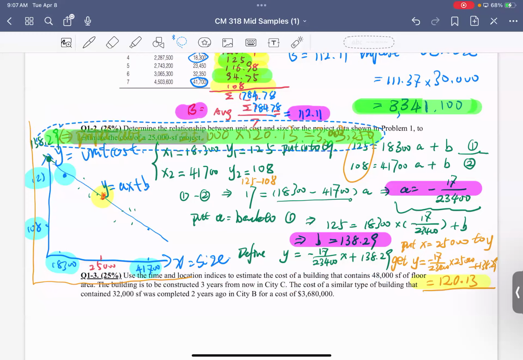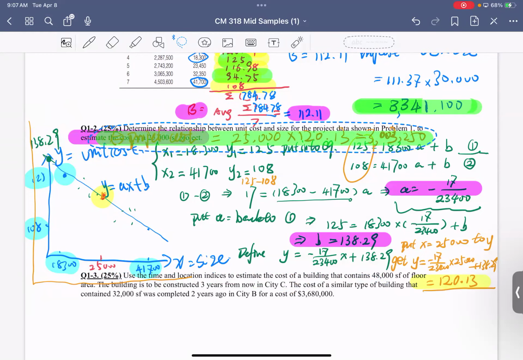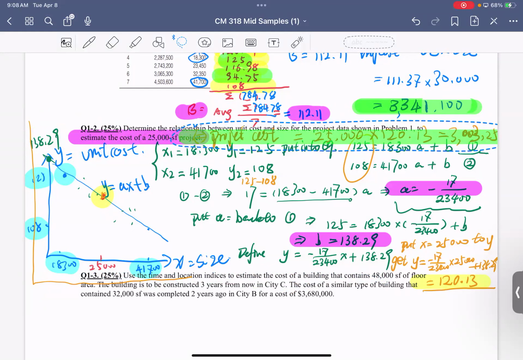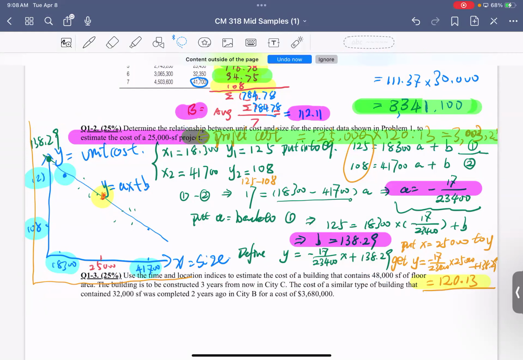I don't have space. I'll leave this one here. Okay. So this is assignment. This is question 2. Any question for this one? Go ahead.